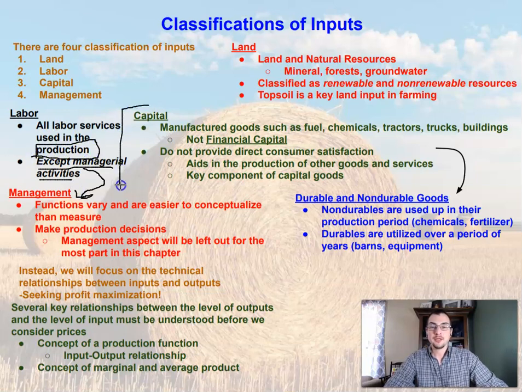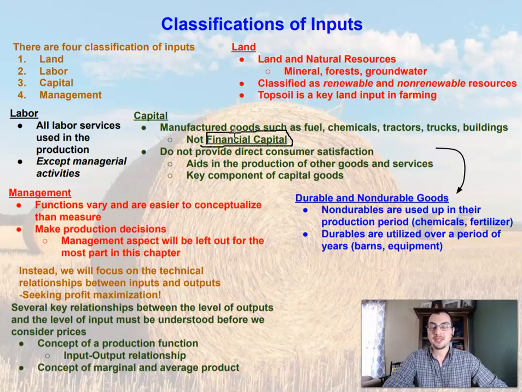Now, capital. Capital is the manufactured goods such as fuel, chemicals, tractors, trucks, buildings, things like that. Those are those manufactured goods. Whenever I say capital, we should not confuse it with financial capital. Capital is not the same thing as financial capital. Financial capital is basically the cash in your business. Whenever I talk about capital in terms of an input, it is the manufactured goods, not the cash that's in your checking account or the stocks and bonds that a company may have or the loans that they may have. It's not that. It's the manufactured goods. Things like fuel, chemicals, tractors, trucks, buildings.